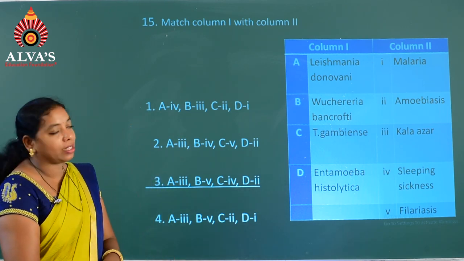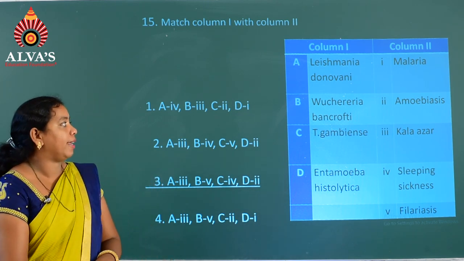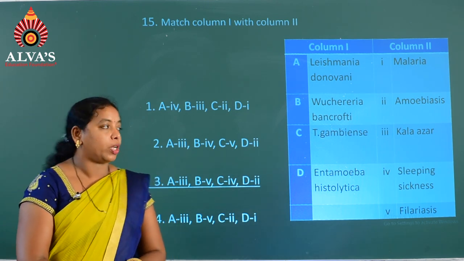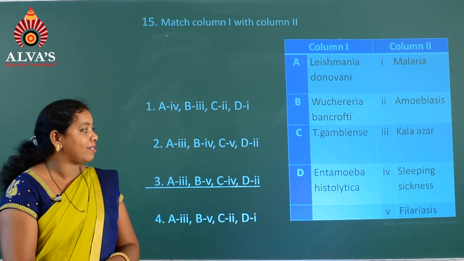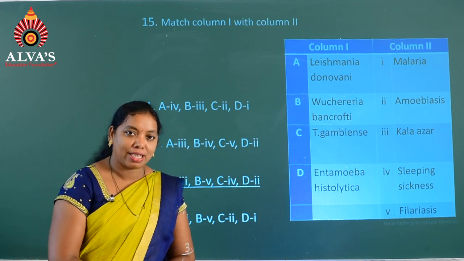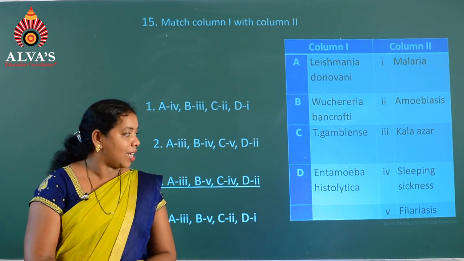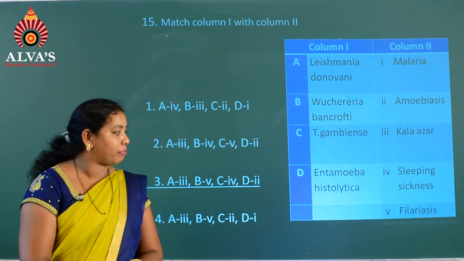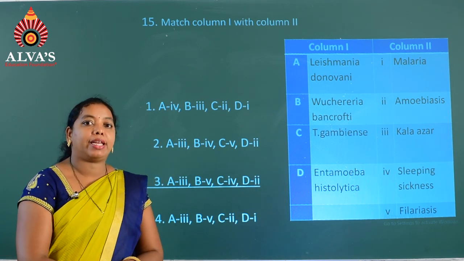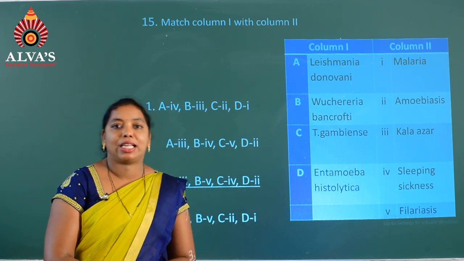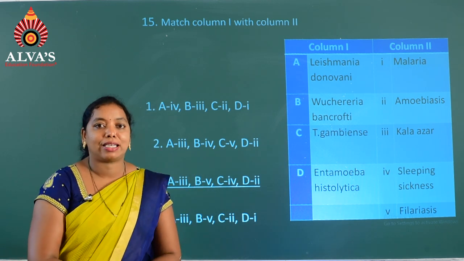Match column 1 with column 2. Under column 1, there are different options: A, Leishmania donovani; B, Wuchereria bancrofti; C, Trypanosoma gambiense; and D, Entamoeba histolytica. Under column 2: malaria, amoebiasis, Kala-Azar, sleeping sickness and filariasis. So here the first one, that is A, Leishmania donovani, generally causes Kala-Azar. Hence we can match Leishmania donovani with Kala-Azar, that is third.